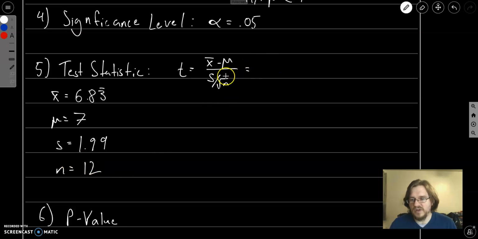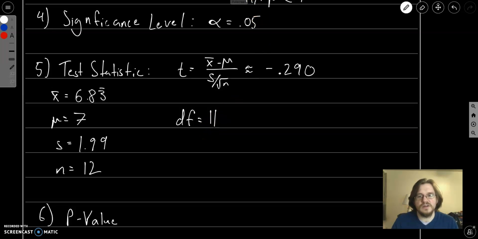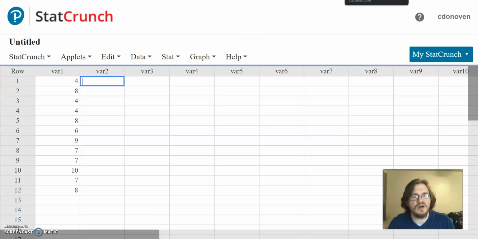And n was 12 because we had 12 individuals in the study. So after we plug all these in, we get t is roughly negative 0.29. If we round it to three digits, it's actually negative 0.290. We also need the degrees of freedom here, and that's just one less than our sample size, which is going to be 11.